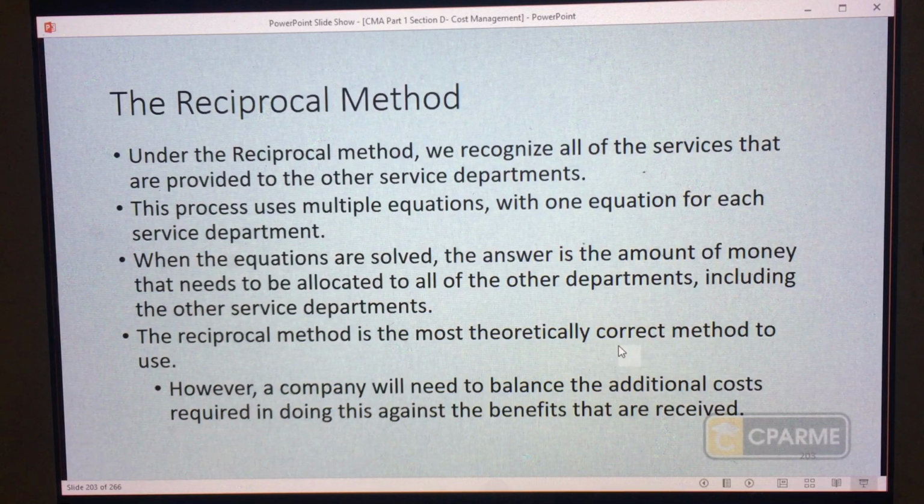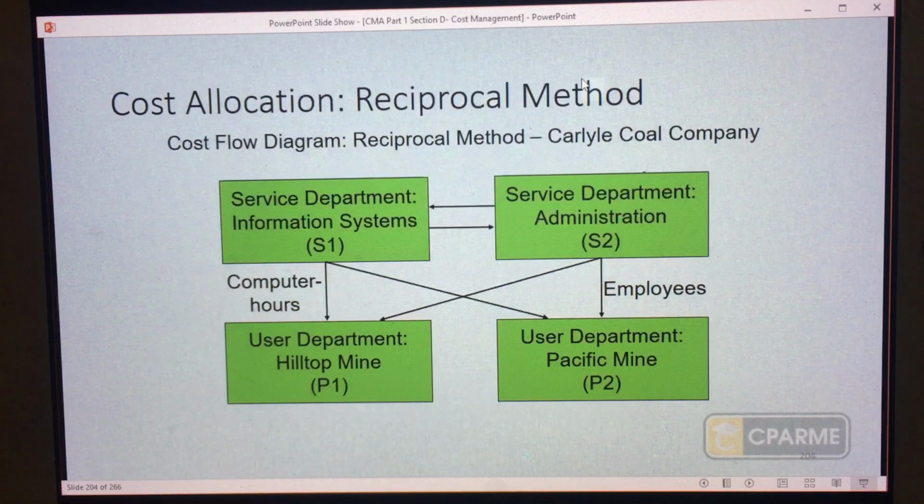Instead of using a cheaper but appropriate allocation method. And so without further ado, you're going to see here that your service department 1 will allocate to service department 2, and your service department 2 will allocate to service department 1, and consequently each of them will distribute to user department P1 or user department P2. So you allocate to other service departments.